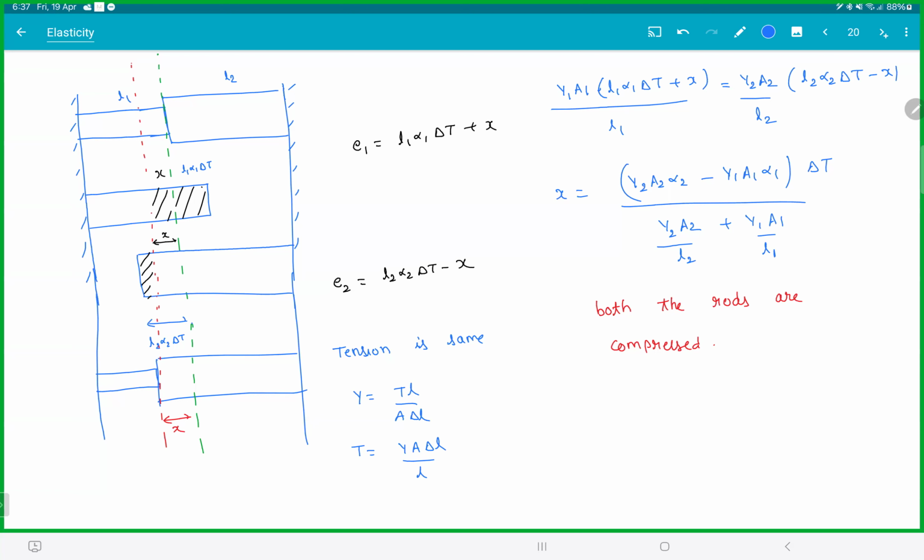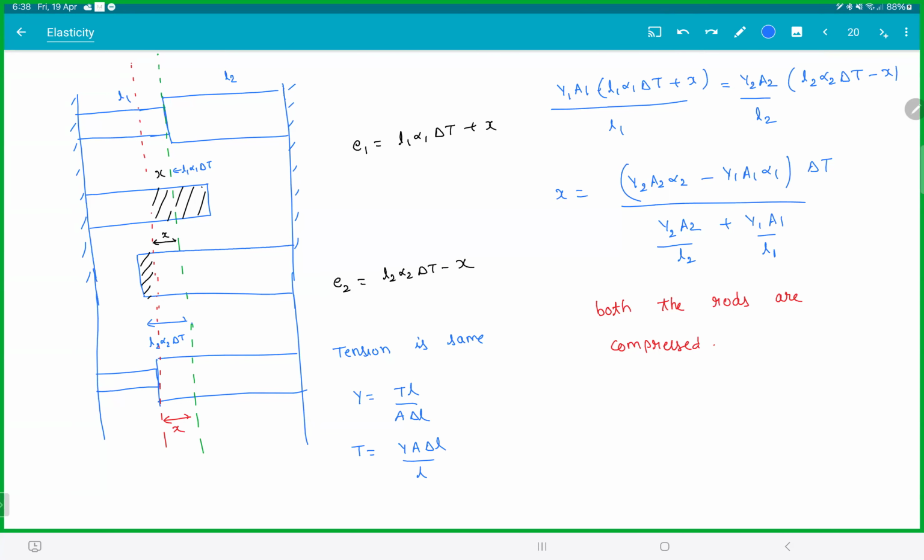What is the natural length? L1 plus L1 alpha 1 dt. So this natural length, extra length plus X got compressed ना. Initially rod का length कितना था? सिर्फ L1 था. So if you would have been, this is the extra length plus this length also got compressed. Oh, okay. Got it.